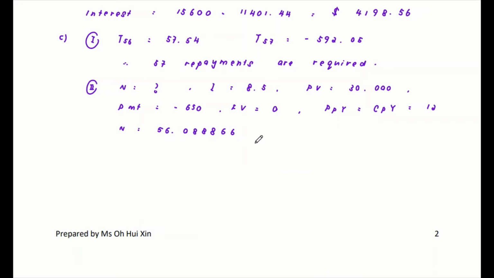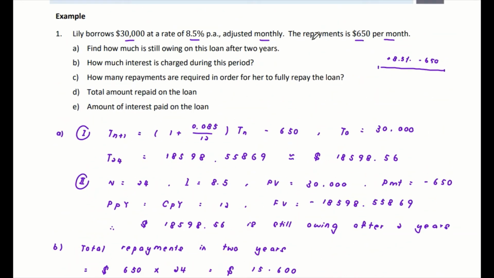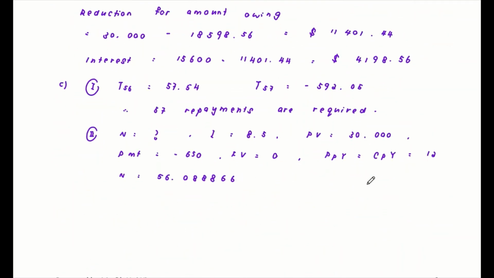But the idea is, by looking at this question, you see that the repayment is made 650 per month. So even though you are only left with 57.54, you cannot pay it together with the previous month, because for every month you only make one payment. So it's the same thing. Although you need 56.088 repayments, at the end, you need to pay this remaining 0.0888866 in the next month. Am I right? So in this case, remember that you will always need to round up but not round down. So in this case, it's the same thing, 57 repayments are required.